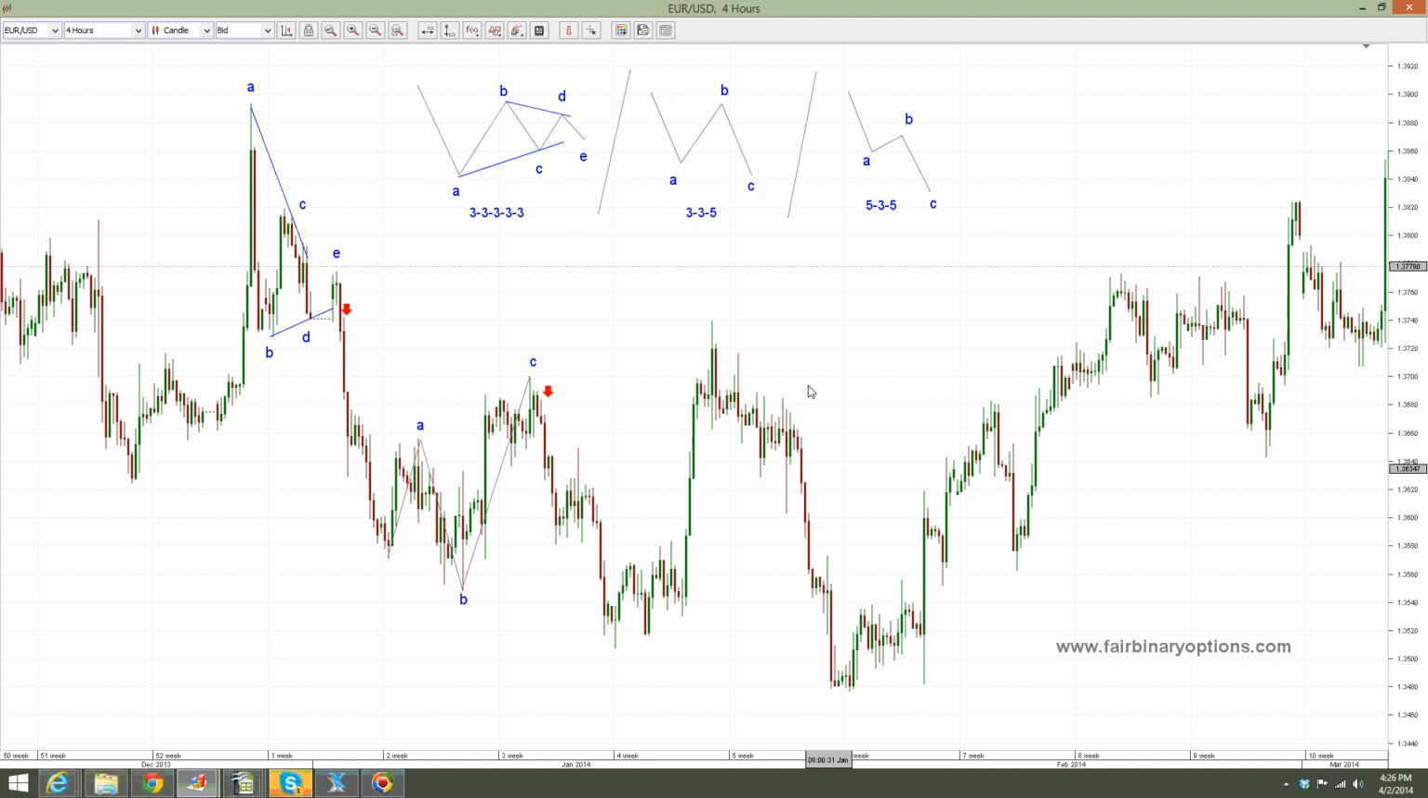If the B wave is retracing less than 61.8, like it is the case here, see the B wave is retracing only a bit when compared with the previous wave A, well, that is being called a zigzag, and the zigzag has a structure of 5-3-5. So our zigzag in this situation is this one. From here go 5 waves to the downside, 3 waves here, and another 5 waves here. 5, 3, 5. A, B, C.